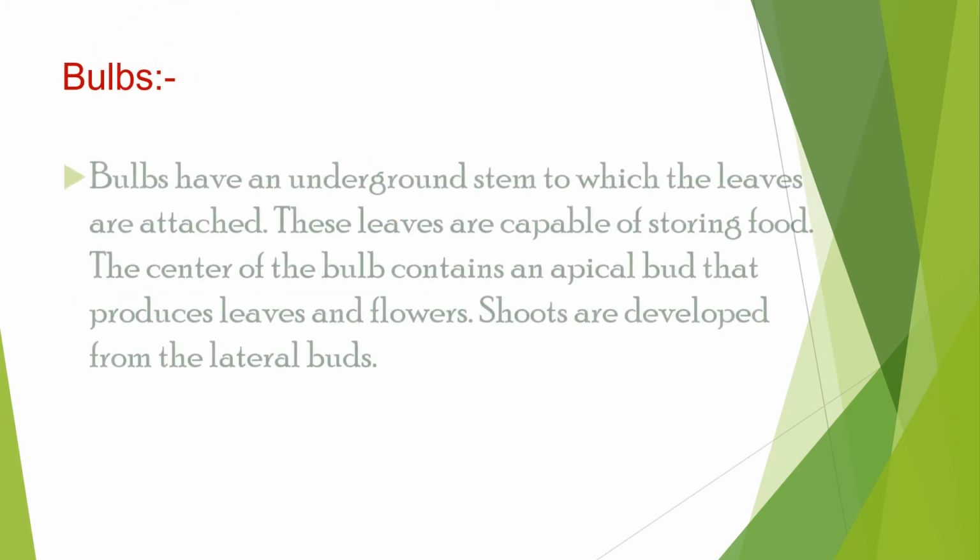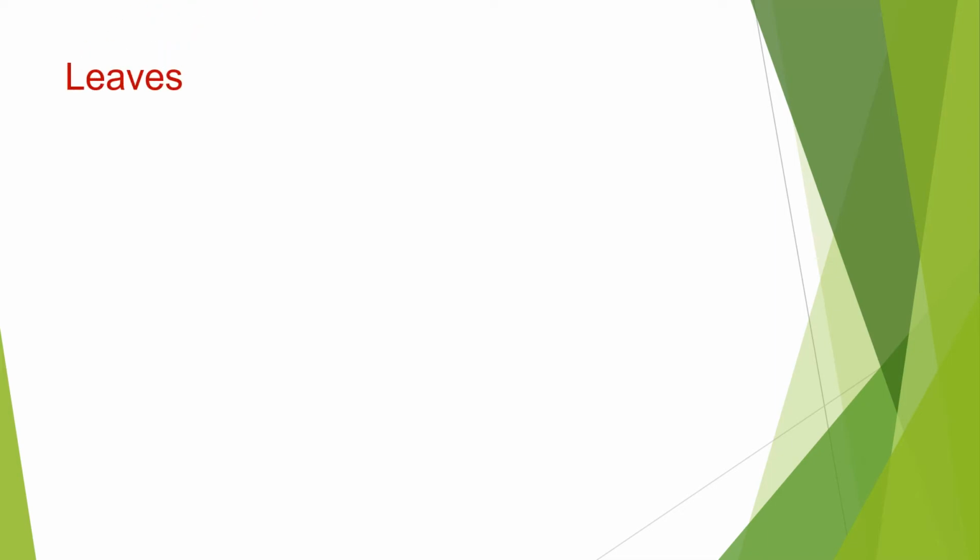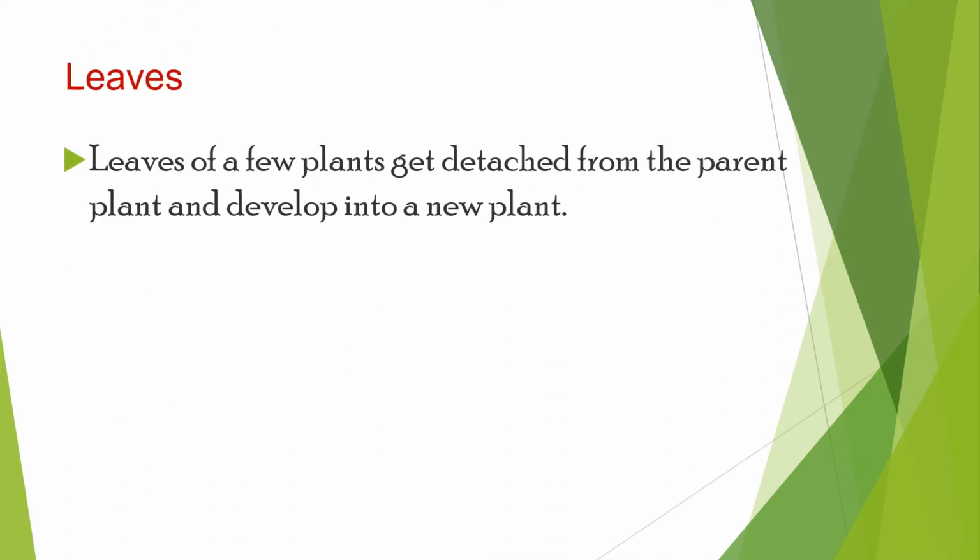Next one, bulbs. Bulbs have an underground stem to which the leaves are attached. These leaves are capable of storing food. The center of the bulb contains an apical bud that produces leaves and flowers. Shoots are developed from the lateral buds. For example, onion and garlic are examples of bulbs. They contain buds which grow into new plants. Leaves: leaves of a plant get detached from the parent plant and develop into a new plant. For example, bryophyllum.